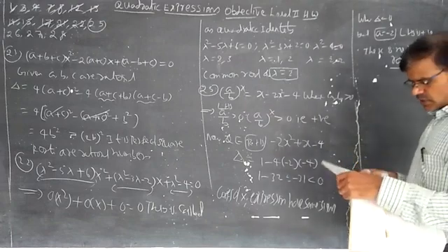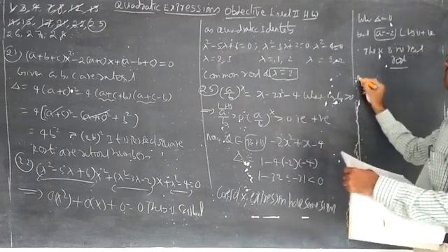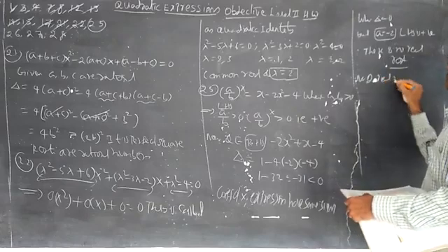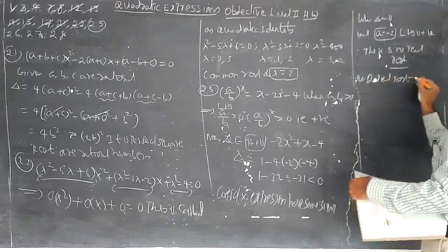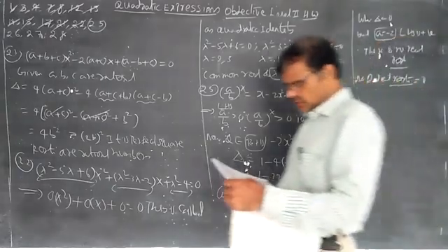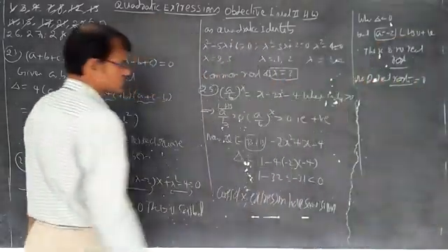The question is asking the number of real roots. Number of real roots is equal to 0, that is the third option.